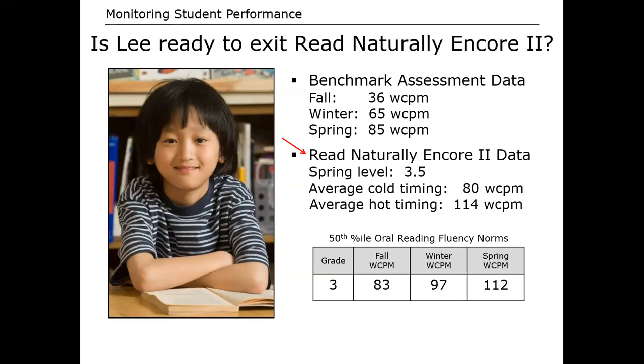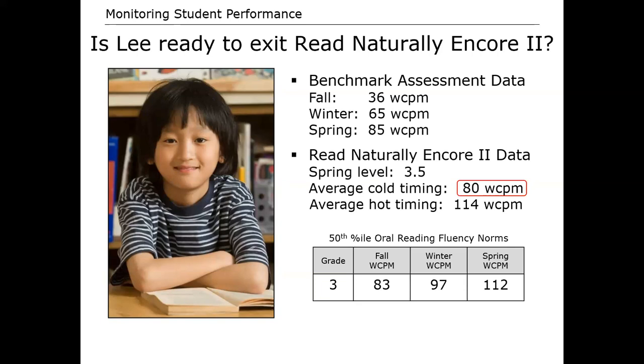Well, in Read Naturally Encore, you get curriculum-based measurement data all the time. And so here it is. He's working in 3.5. His cold timing score is 80. Now, curriculum-based measurement data is not as good as formal assessment data, but it comes in more often. So it is something that as teachers we peek at and we use to try to gauge whether or not the progress is there, right? Because we can't wait all the way till winter assessment. We can't wait all the way till spring assessment. If he's not making progress, we need to make a change now.